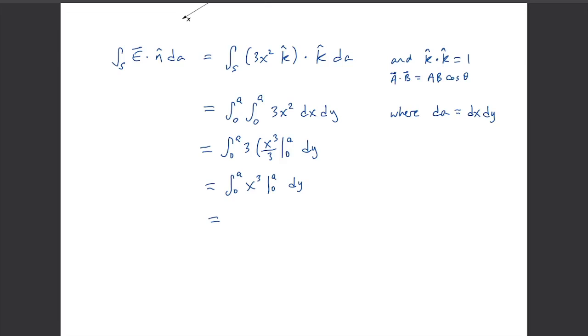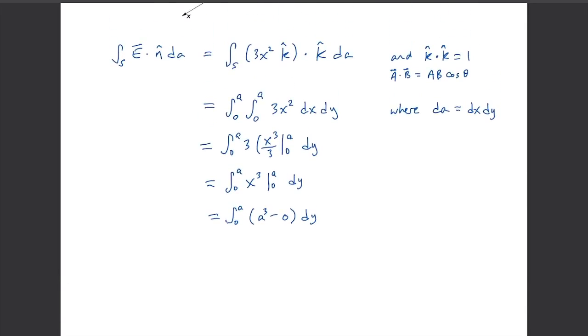Okay, so when we evaluate, we still have our 0 to A. Then we'll have an A cubed minus 0 cubed. We can just leave it as 0 dy. So that is just A cubed and then dy.